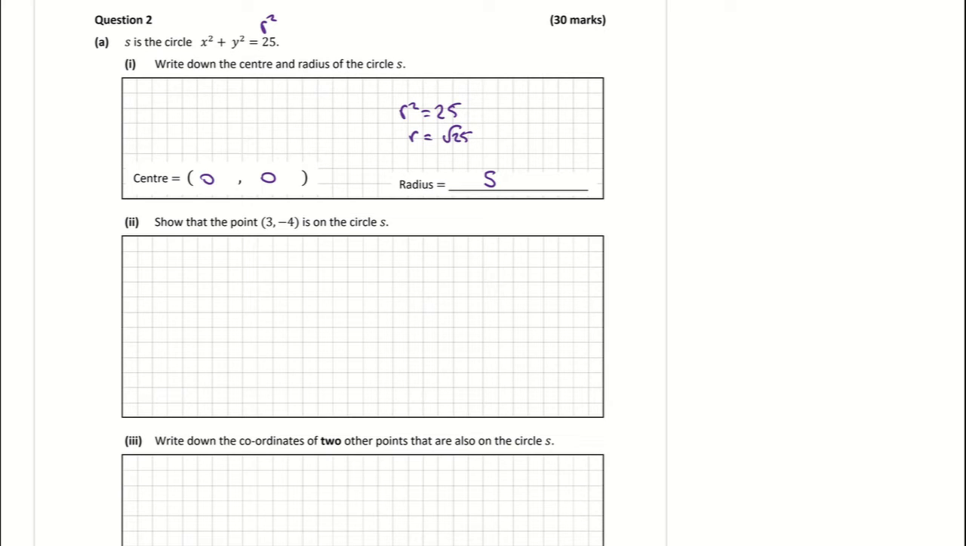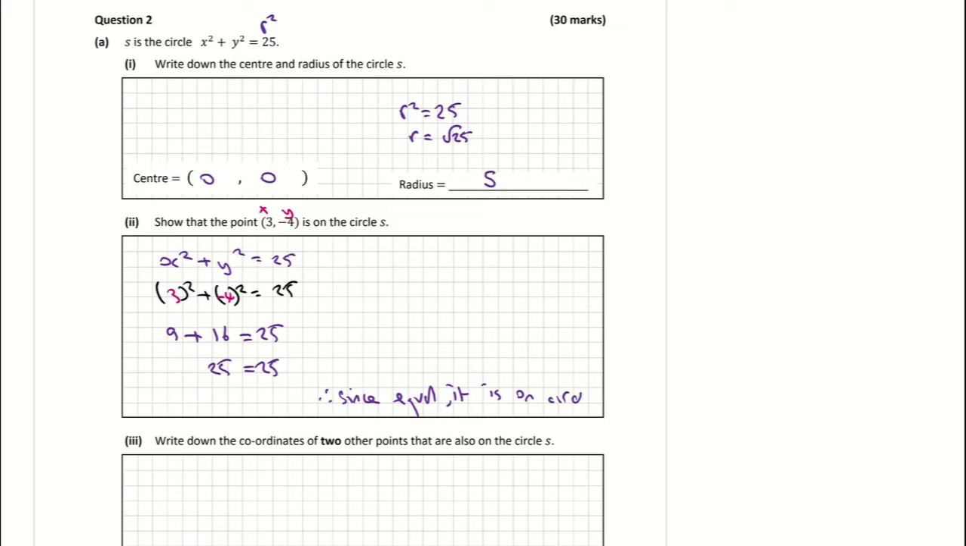Show that the point (3, -4) is on the circle. So if it's on the circle I can sub it in and it should satisfy it. So I'm taking my equation of the circle x squared plus y squared equals 25. I'm going to sub in 3 for x, minus 4 for y, and I should make 25. So let's see, if I sub in 3 and minus 4, 3 squared is 9. Minus 4 by minus 4 is positive 16. Make sure you're using brackets on your calculator. And that's 25 is equal to 25. So since equal, therefore, it is on the circle.